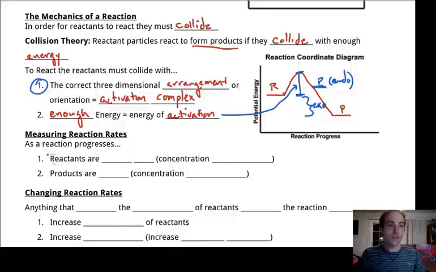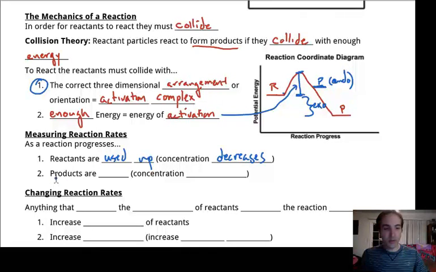Okay? Now let's talk about how we measure reaction rates. So we know what needs to happen for a reaction to occur, but how do we figure out how fast the reaction is occurring? Well, there's two ways you can determine the rate of a reaction. Essentially, as the reaction occurs, reactants are used up. Right? So in other words, their concentration decreases. So you can measure how fast the concentration of reactants is decreasing or disappearing.